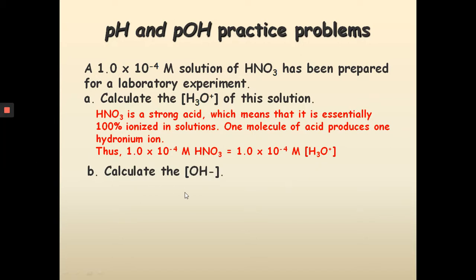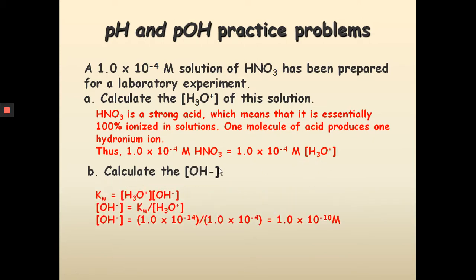Now, based on this, let's go ahead and calculate the OH minus. This time you have to use your square of death to calculate the OH minus from H3O plus, which is also known as hydrogen. Kw is equivalent to the concentration of hydronium, also known as hydrogen, times the concentration of hydroxide.